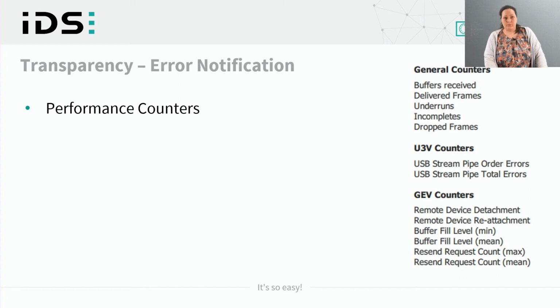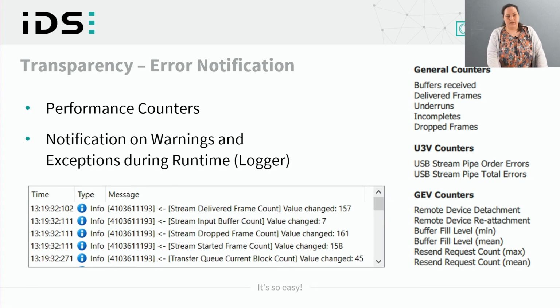This allows you to monitor your connection very closely already during the design phase. And if there are any changes within these counters, you are notified. In this case, it's the logger in our Vision Cockpit, but you always get a notification also if you're using the SDK or API. And this helps your development to speed up, to find possible sources of errors in an early phase.